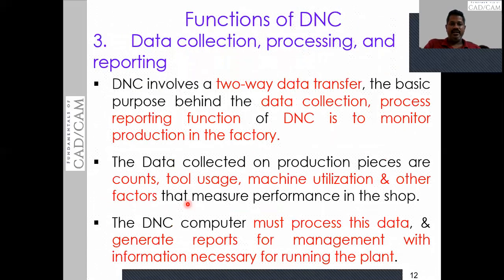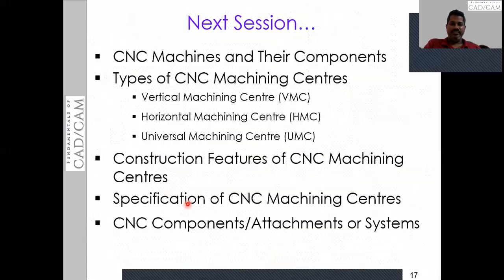Then in the next class we will discuss the CNC machines and their components, and we will discuss the different CNC machining centers like the vertical machining center, horizontal machining center, and universal machining center. Then we will see the construction features of the CNC machining centers. Then we will also try to specify the CNC machining centers.